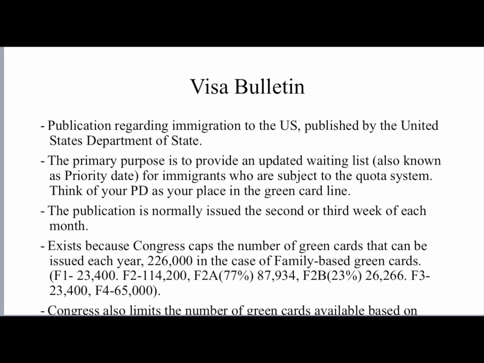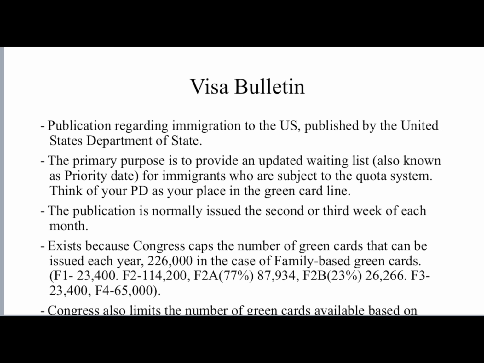So this is where the priority date is important, because think of your priority date as your place in the green card line, right? The visa bulletin is normally issued the second or third week of each month, and there's a stagger, like a month stagger. And by that I mean that in December you will get January's bulletin, in January you will get February's, in February you will get March, that kind of thing. So there's a little stagger between the months, right?